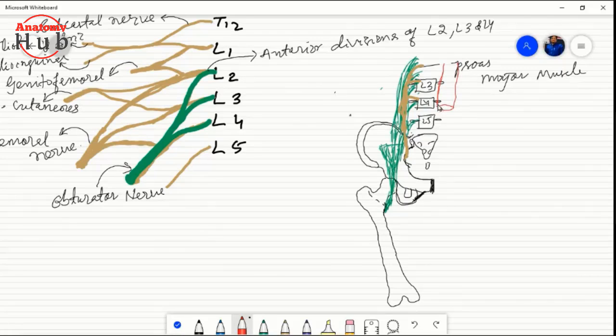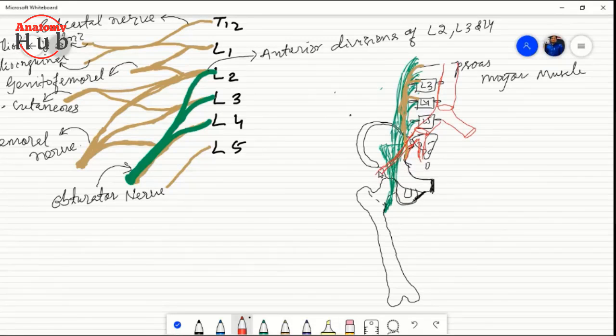Now this descending abdominal aorta bifurcates into two common iliac arteries, right? This is your left common iliac artery, and this is your right common iliac artery, right? And this common iliac artery again divides into two. What are those? The external iliac artery and the internal iliac artery. So this is your internal iliac artery that is supplying the pelvis, and the external iliac artery is just coming forward in this way.